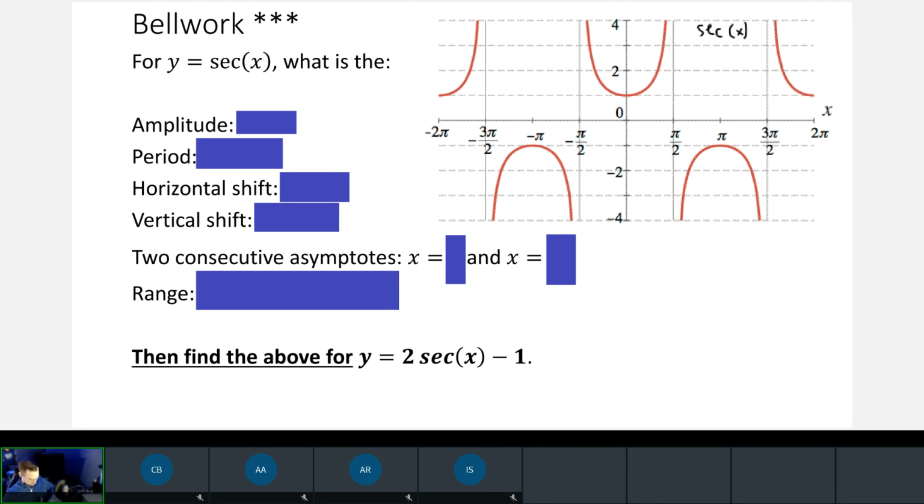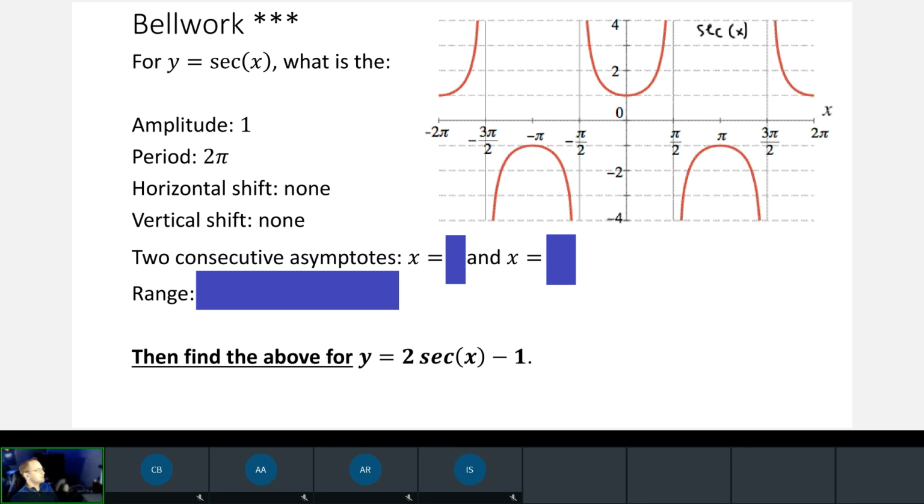All right, what is the amplitude of this graph? It is 1. Yep, and we know that because there's a 1 in front of that secant. What is the period? 2 pi. Yep. What is the horizontal shift? 0 or none. Yep. What is the vertical shift? Same thing. Yep. 0 or none.